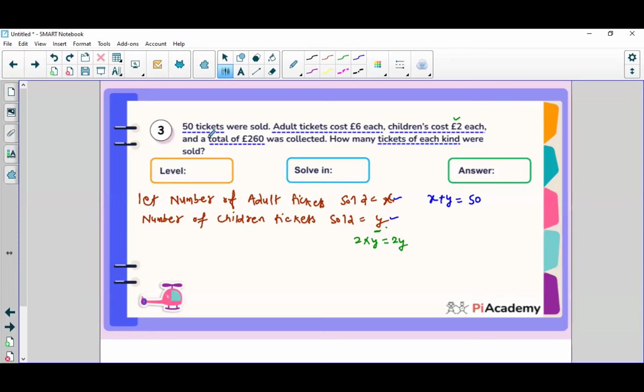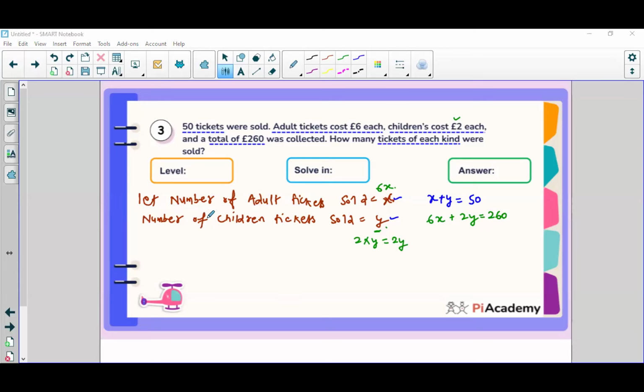Okay. Next, the adult ticket costs £6 each. So the cost for one ticket is £6, and we have X tickets sold. So that should be 6X amount. The amount collected from adult tickets is 6X, and the amount collected from children's tickets is 2Y. And if you are adding, how much total amount is collected? It's £260. Correct.